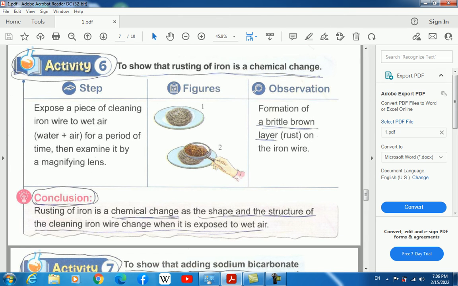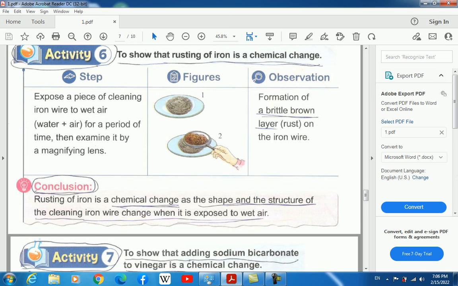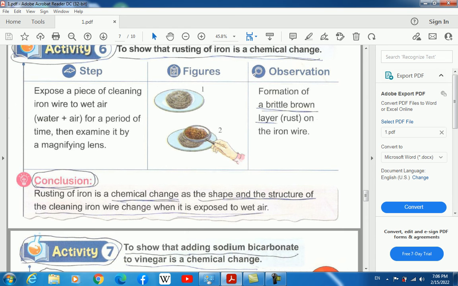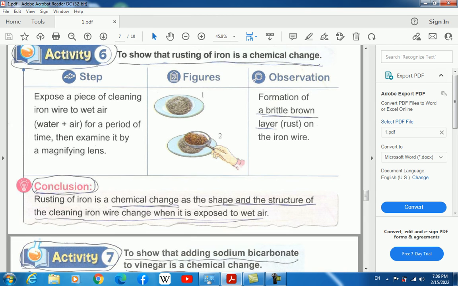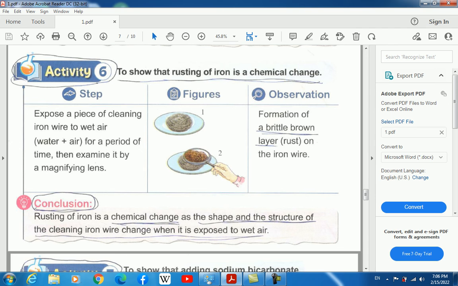Now, activity 6 is to show that rusting of iron is a chemical change. How could this happen? Let's do this together. First of all, we expose a piece of cleaning iron wire to wet air. We just put it in air that's humid, of course water plus air, for a period of time. Then examine it with a magnifying glass. If we get a magnifying glass, we will see something amazing. What happened? Formation of a brittle brown layer, which is rust, on the iron wire. So what's the conclusion of that? Rusting of iron is a chemical change, as the shape and the structure of the cleaning iron wire change when it's exposed to wet air. It changes completely.